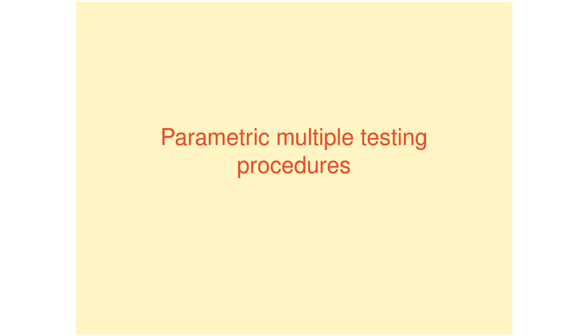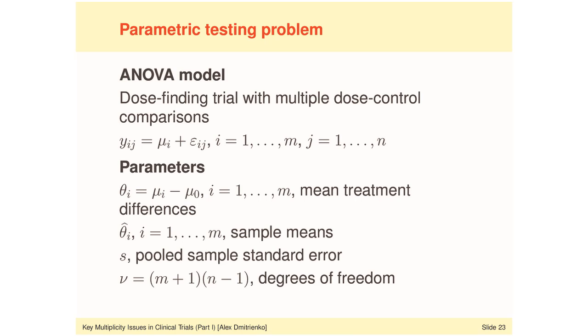Parametric multiple testing procedures. Earlier in this module, we introduced algorithms for computing simultaneous confidence intervals for non-parametric procedures. That included single-step and stepwise procedures such as the Bonferroni and Holm. And the same ideas can now be applied to more powerful parametric procedures. First, we need to define a parametric model that will provide a foundation, the general framework for parametric multiplicity adjustments. And this will be, as you see on the slide, a one-way ANOVA model for a clinical trial with several dose-placebo comparisons. We used a similar model in Module E.